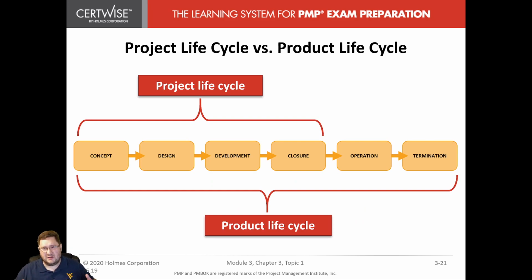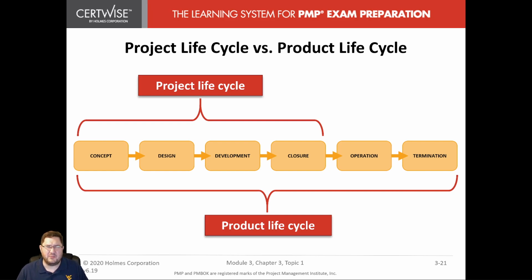And of course, we've got to talk about our product life cycle versus our project life cycle. So our project is limited, where the product might go on after our project. Our project stops when we close the project. It's handed over to operations. So when you see here, we have concept, design, development, and closure. That's the project life cycle. But once we go from closure, we hand it off to operations, and that continues that product life cycle.